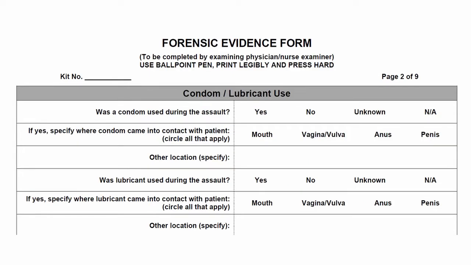The top of page 2 of the forensic evidence form asks questions with respect to condom or lubricant use. Was a condom used during the assault? In this case, the answer is unknown. Was a lubricant used during the assault? Once again, unknown.